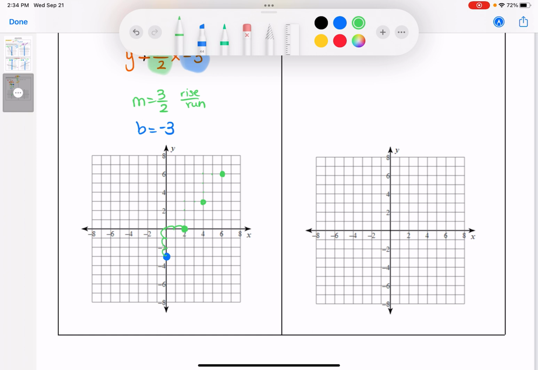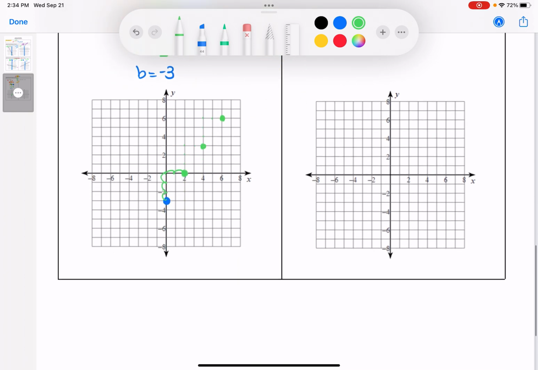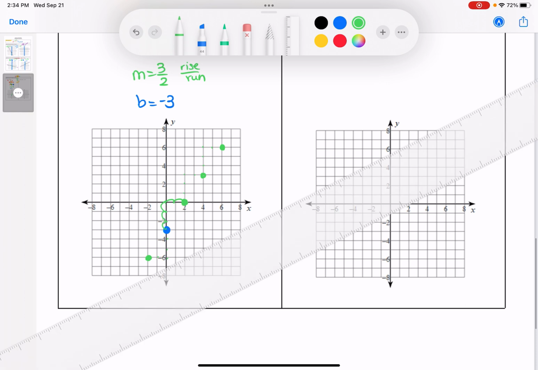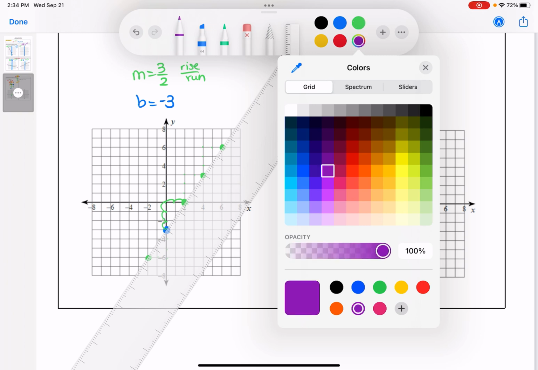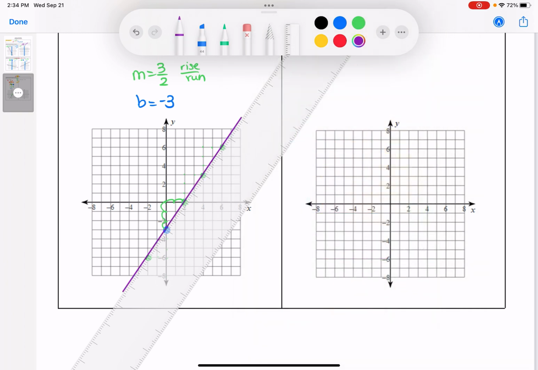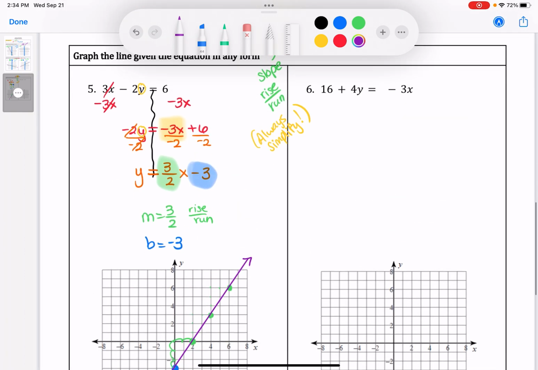But I could always go the opposite direction, just like we had it originally, right? Negative 3 over negative 2. So I could go down 3 and left 2, and that would work as well. And then I get my ruler out here to make a nice straight line, and I can graph my line. Even if my equation doesn't start in slope-intercept form, I can still get there by moving things around with my good solving equation skills.